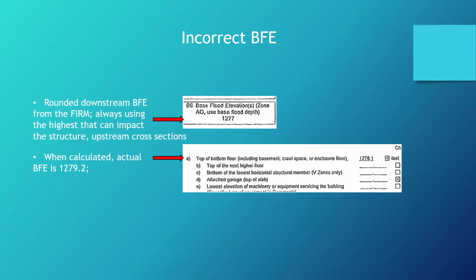And of course, the higher upstream cross sections are going to have a higher number. We always want to take the most conservative number. So he used the lower downstream number, used 1277, and then the lowest floor was built at 1278.1 when the actual base flood elevation is 1279.2. So it's 1.1 feet too low below regulation for state and local.